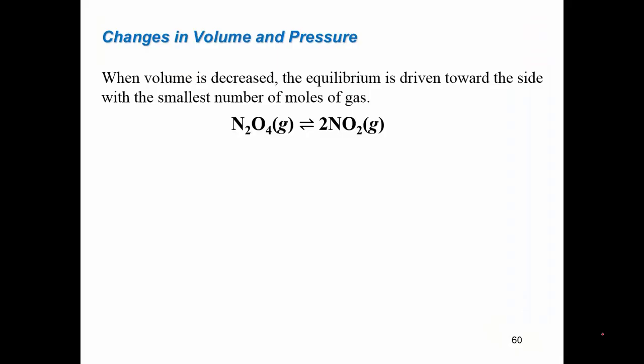When you have an all gas equilibrium and you decrease the volume, the equilibrium will shift towards the side, and this is very important, towards the side with the smallest number of moles of gas. So if we decrease the volume of this system, we will shift towards the left. The corollary is also true. If you increase the volume, you will shift towards the side that produces more of the gas. So a decrease in volume, shift towards the smaller number of gases.